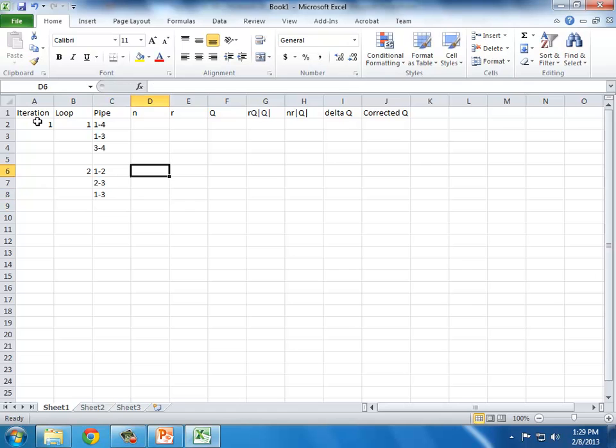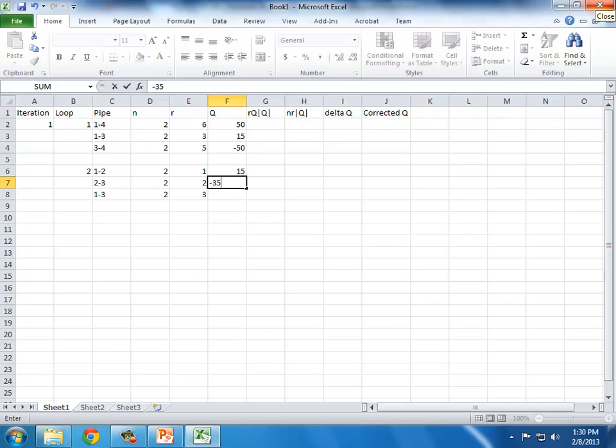All right, and the n values for all these is 2 because we're using Darcy-Weisbach as our friction loss method. The R, 6, 3, 5, 1, 2, 3. Okay, my initial guess was that it was 50 through this pipe, 15, negative 50, and then down here 15, negative 35. I'm not going to fill in the other one yet though because that's my common pipe.